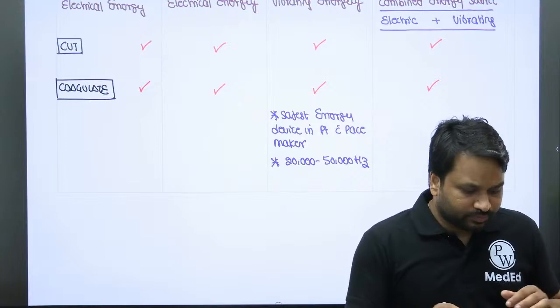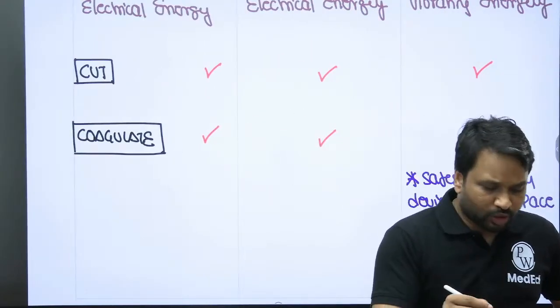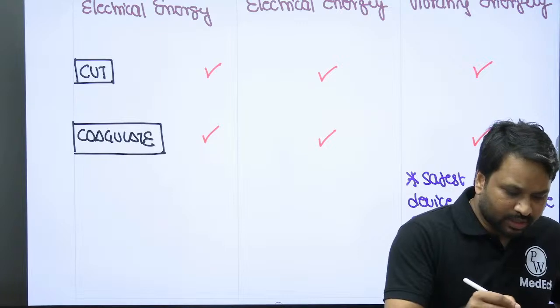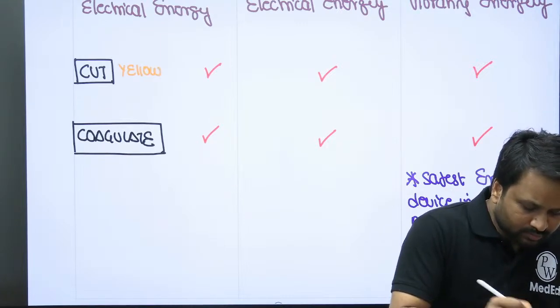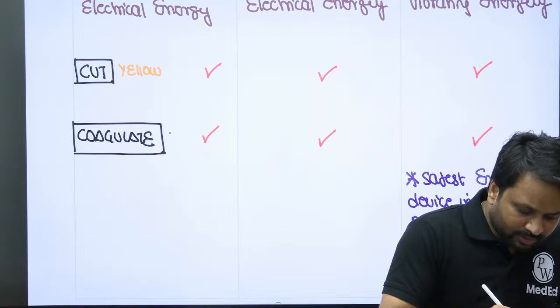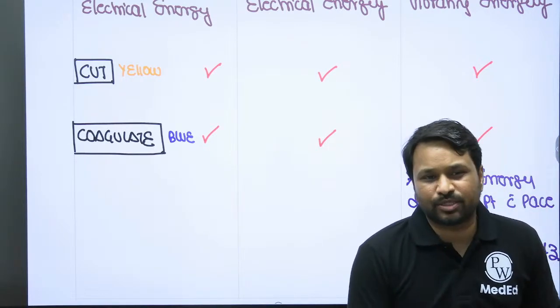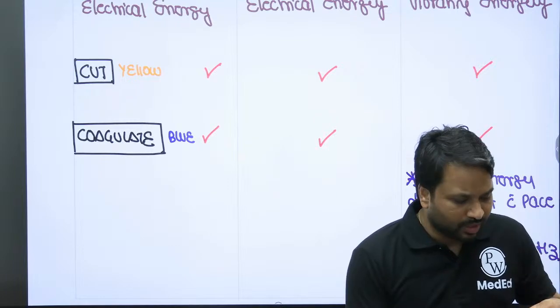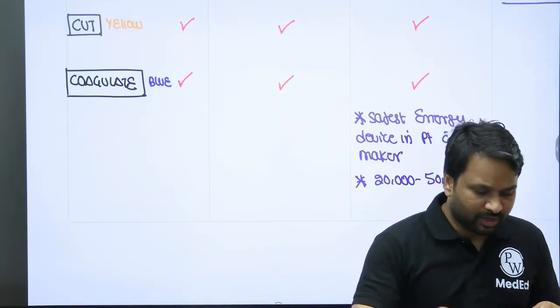Now when you have the cut, if you talk about the color code, I hope everybody knows it. The cut is going to be a yellow colored button and coagulate will be with a blue colored button. So when you have the monopolar and bipolar pedals as well as the buttons, you will see the cut is by yellow and the coagulation is via blue.